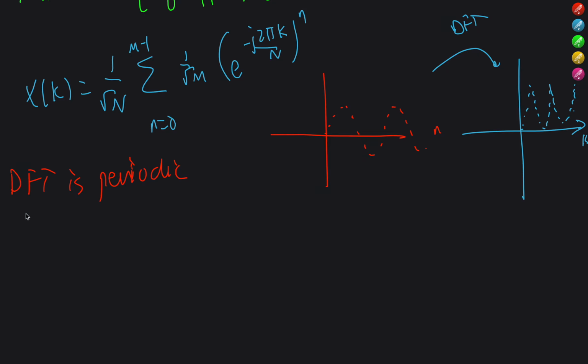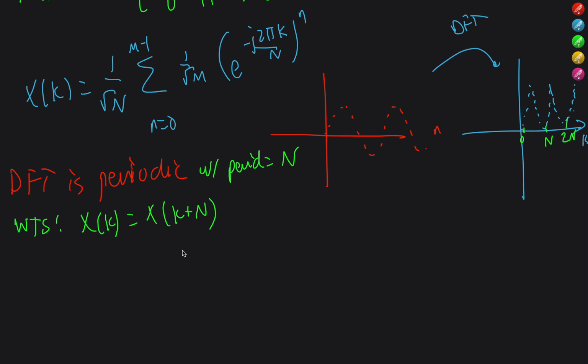Our proof is to show that it's periodic with period equal to N. I'm going to say every N, it repeats itself. So this would be 0, this would be big N, this would be 2N. It repeats itself. So let's prove that. Our goal is we want to show, WTS means want to show, big X of k equals big X of k plus N. So let's start with this.